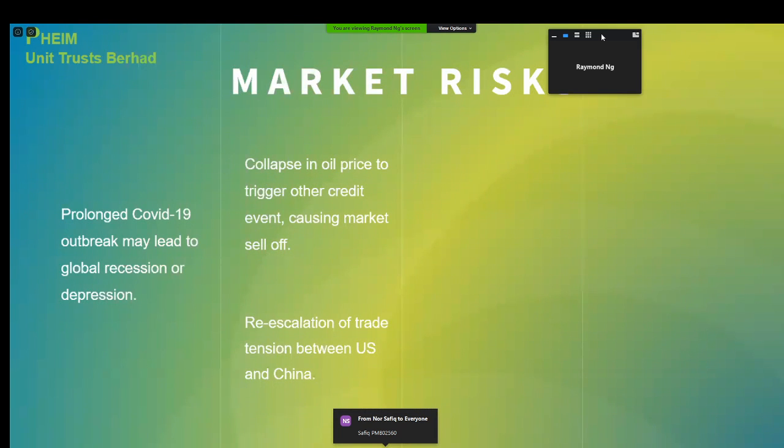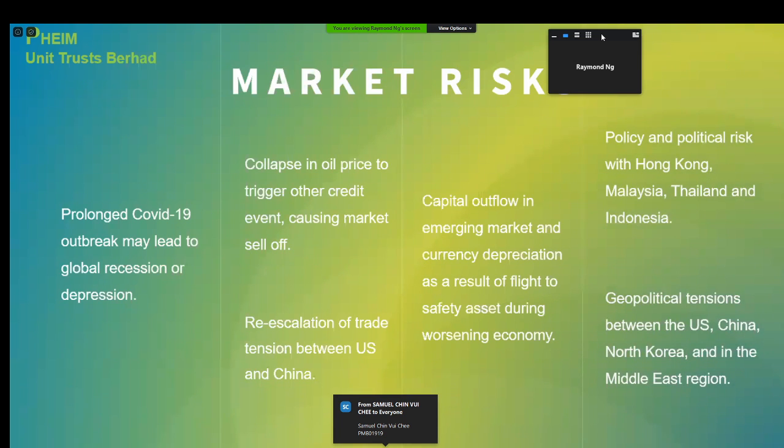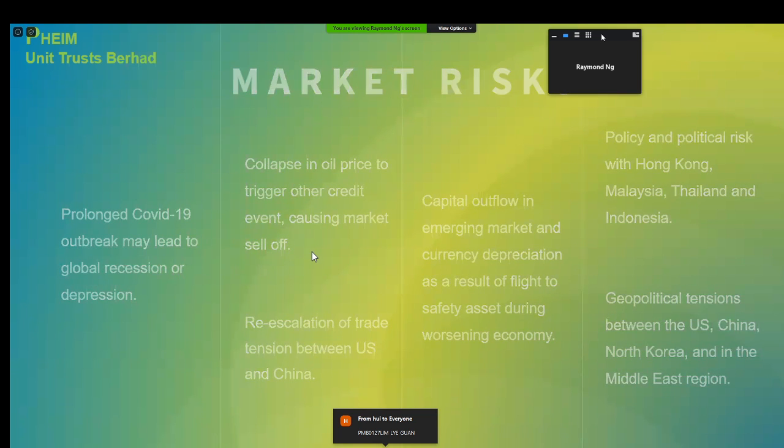I think most of us, when dealing with our investors, know what kind of risks we are having in the market for now. So these are a few risks: of course, COVID-19, which is already a pandemic, and also the oil price drop that happened around February or March. During that time, the oil price dropped, which caused the market to sell off. And you can see the recent news as well between US and China.